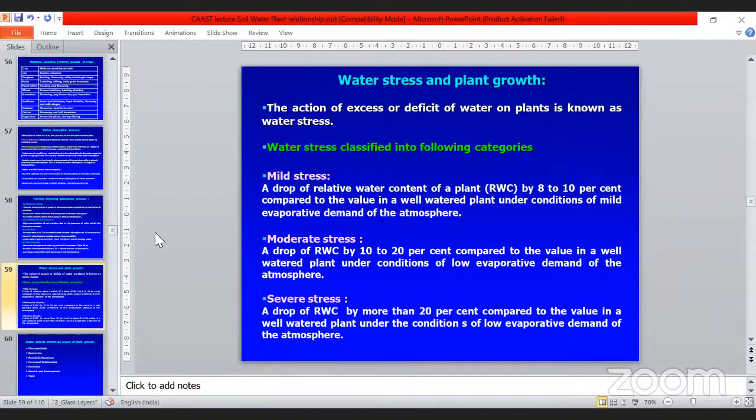But in case of moderate stress, the relative water content is 10 to 20% less compared to the value in a well-watered plant under the condition of low evaporative demand of the atmosphere. That is called moderate stress. And in severe stress, it is more than 20% less compared to the value in the well-watered plant. That is, if water is more than 20% less than required for the evaporative demand, it is called severe stress.